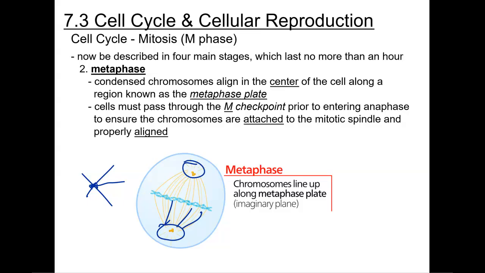One half of the chromosome is going to go to one end of the cell. The other half of the chromosome is going to go to the other end of the cell. What's going to happen is these spindle fibers are going to start to shorten in order to pull them apart.